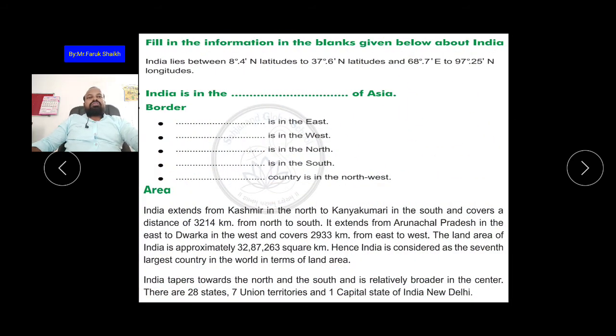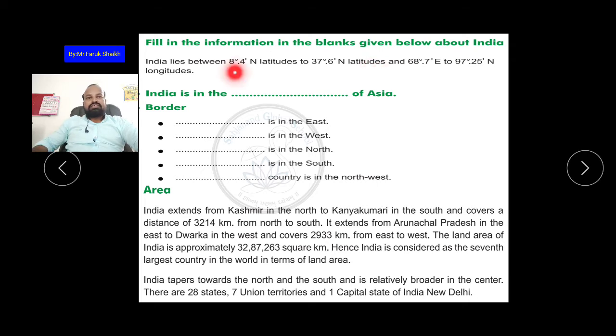Okay, fill in the information in the table given below about India. India lies between 8 degree 4 minute. This is the number, the degree is given. So how to read this? 8, then there is one simple dot. How to read that dot? It is called the degree. 8 degree, then 4, and upon the 4 there is one simple straight line, which we read as a minute. 8 degree 4 minute, N stands for north, north latitude, to 37 degree 6 minute north latitude.